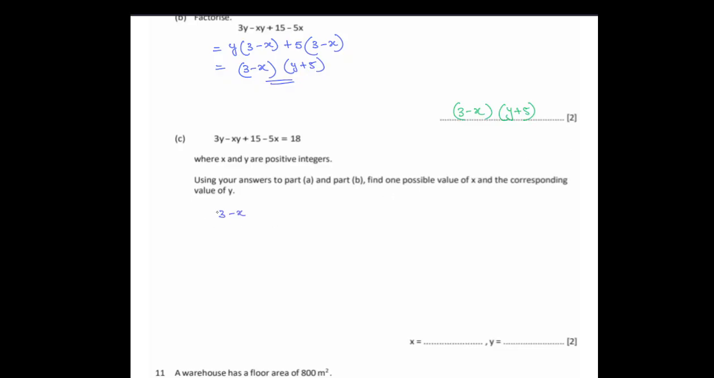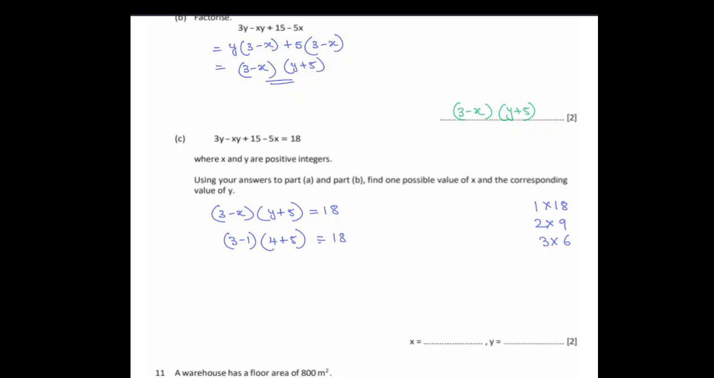3 minus x into y plus 5 is 18. Now in 18 we saw what the factors are. The factors are 2 and 9. First it is 1 into 18, then 2 into 9, then 3 into 6. Now if I take 3 minus x as 1, it will be 2 into, y plus 5 should be 9, so y should be 4, isn't it? So 3 minus 1 into 4 plus 5 will be 18.